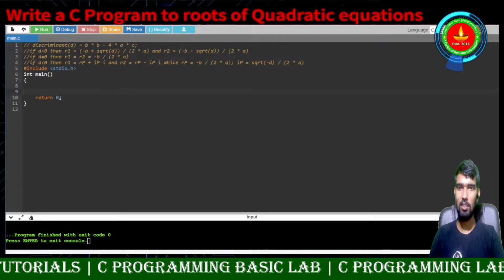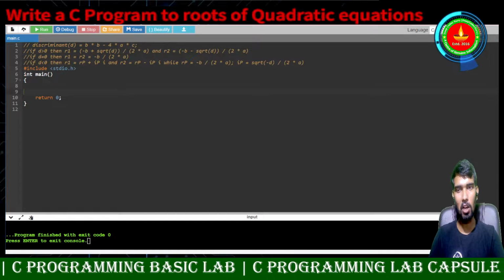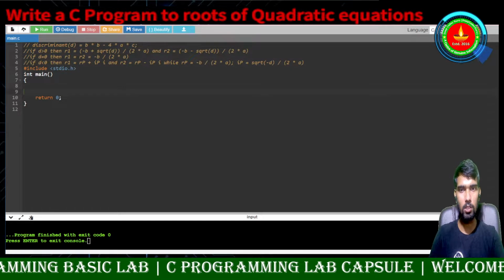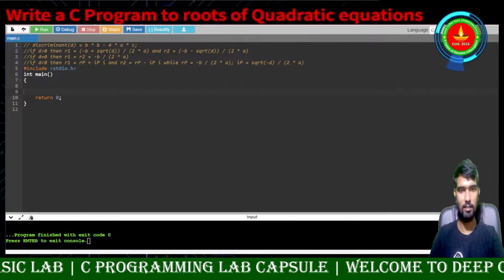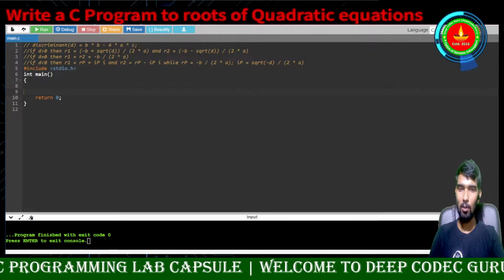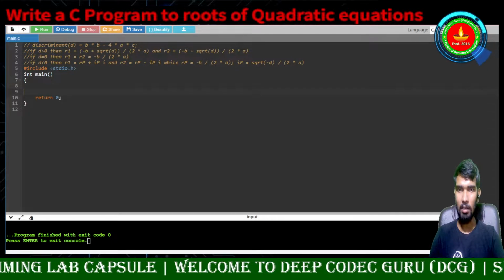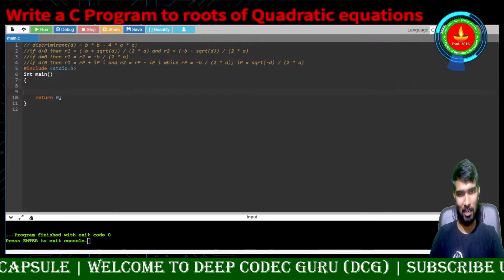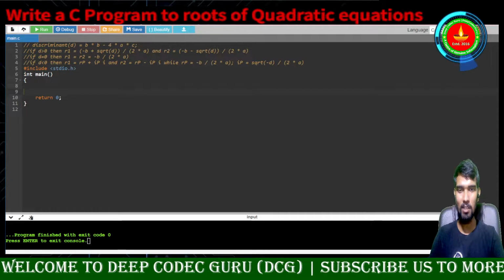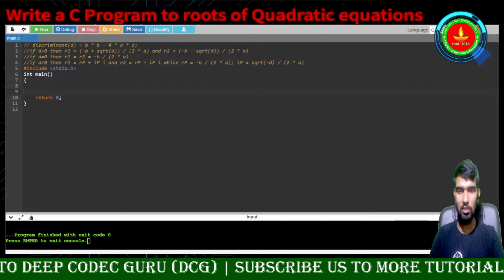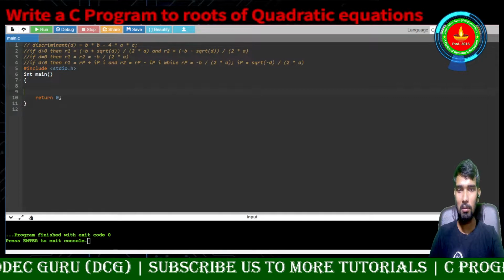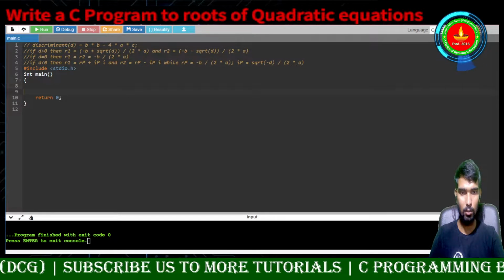Today in this video, we are going to talk about how to find roots of a quadratic equation. I hope you are aware of quadratic equations. If not, I will discuss that very briefly, and then I will write the complete code and show you how you can write this code and do this.